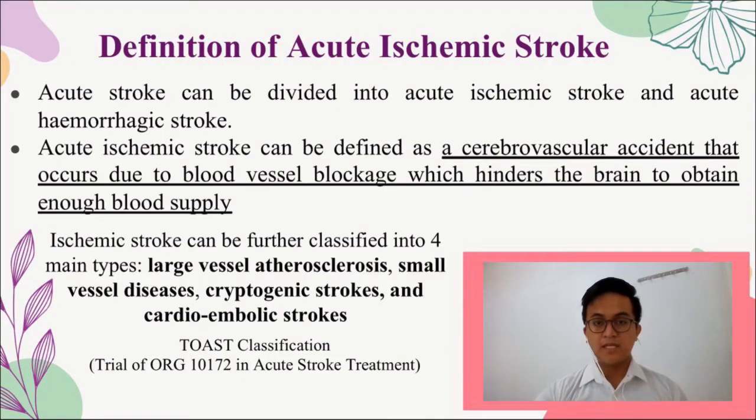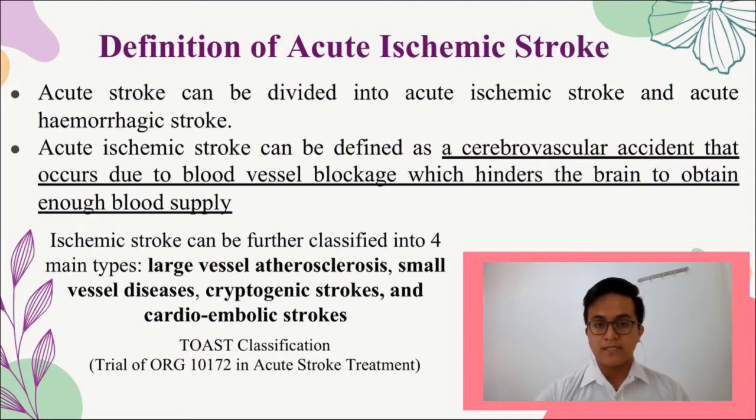My name is Atsa Sultan Pratama with student number 104. Stroke can be divided into ischemic stroke, hemorrhagic stroke, and subarachnoid hemorrhage. Then, in terms of its duration, stroke may be divided into acute, subacute, and chronic stroke. Generally, an acute stroke is divided into two categories, which are acute ischemic stroke and acute hemorrhagic stroke. Acute ischemic stroke can be defined as a cerebrovascular accident that occurs due to blood vessel blockage, which hinders the brain from obtaining enough blood supply.